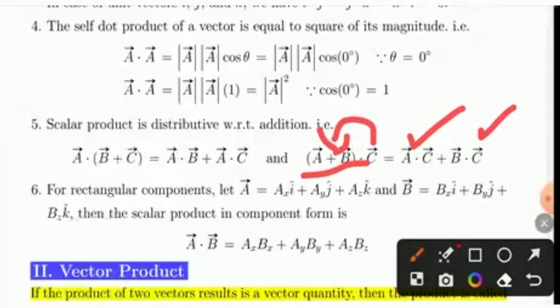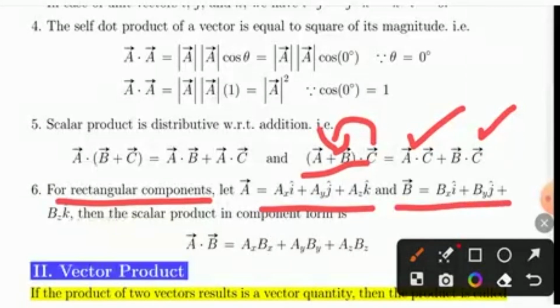And finally, the sixth property is in terms of its rectangular components. In the first lecture, we have seen how to resolve a vector into its components. The vector A in 3 dimensions has three components. We can write it as Ax i plus Ay j plus Az k, and the vector B is equal to Bx i plus By j plus Bz k. Here is Bz, and the unit vector is k.